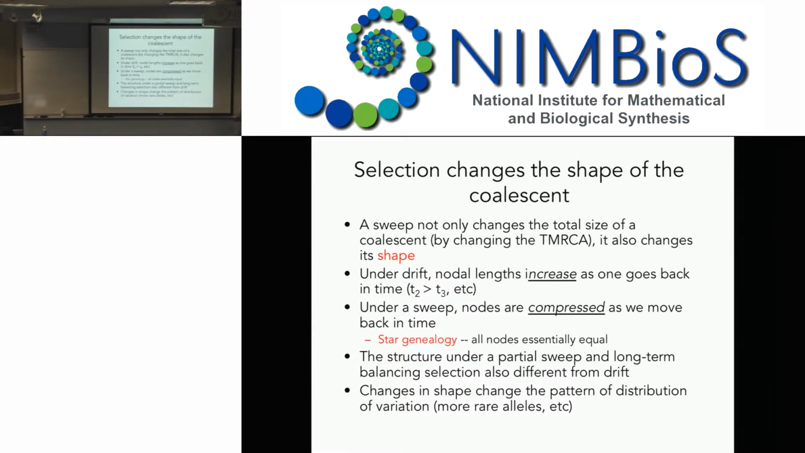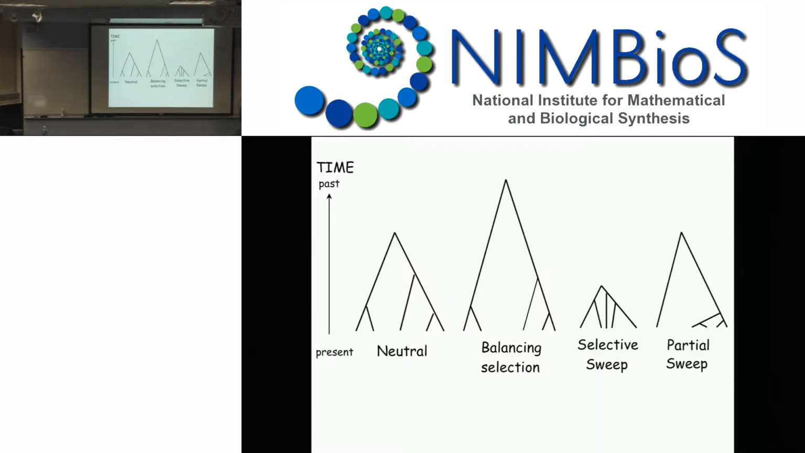So that's one way to think about it. Under a sweep, nodes are compressed. This is often called the star genealogy, a star phylogeny, or a palmetto. The structure under a partial sweep and long-term balancing selection is also different from drift. So here are some cartoons. And again, this is a realization. If you did this many, many times, you'd see noise in here.